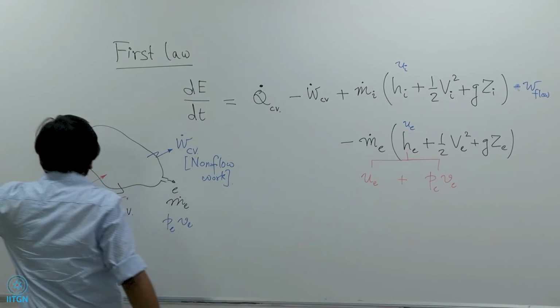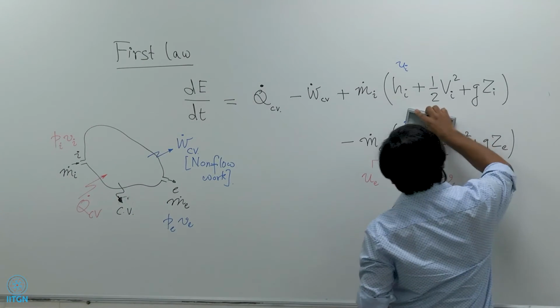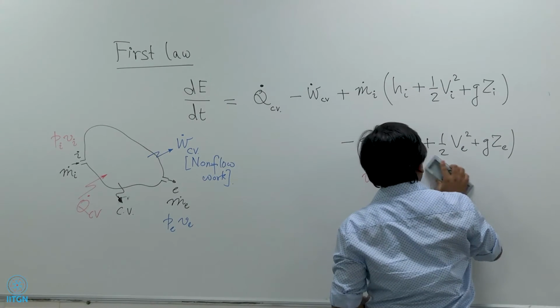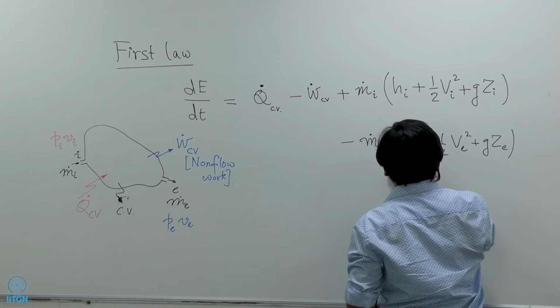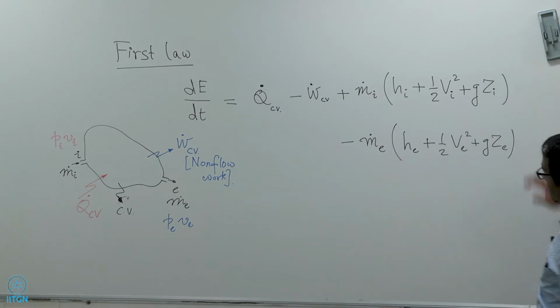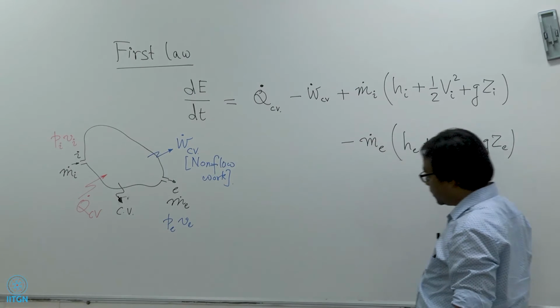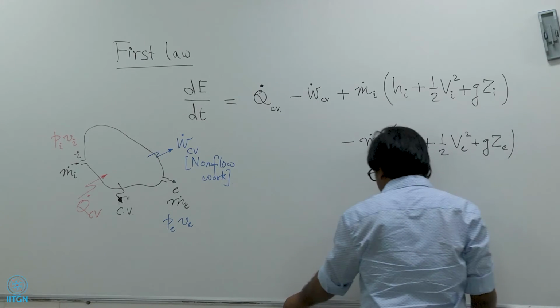Let me remove this term, because we will be talking about this form only. So, if you have multiple inlets and multiple exits, you just put a summation over here. Okay. All right. And with this you also need conservation of mass.